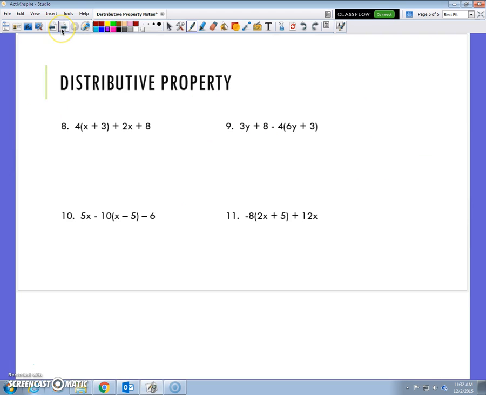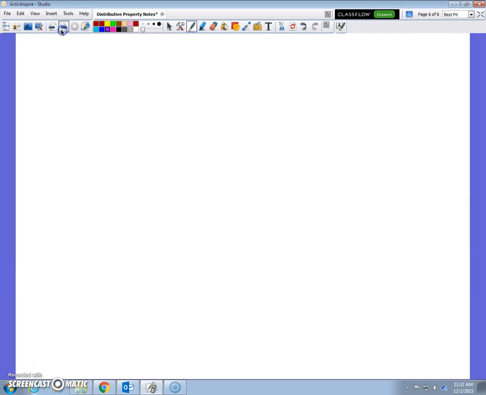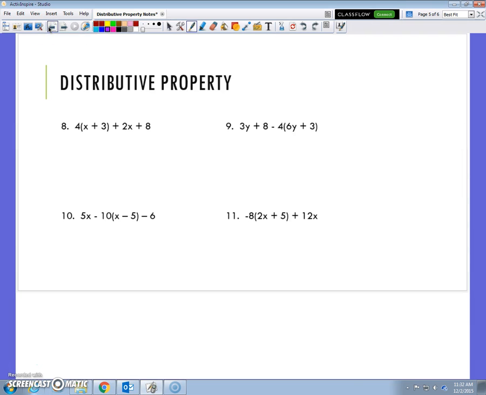Okay. Let's just do a couple more here. I think, is there one more page after that? No? Okay. Well, that's right. Number 12 is on your paper. Okay, let's practice some more.